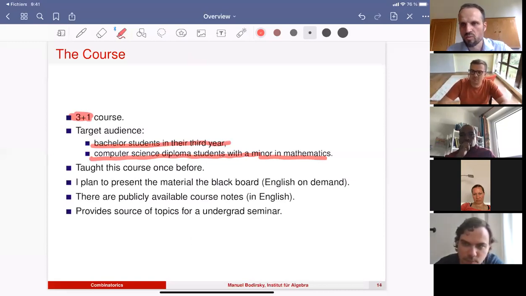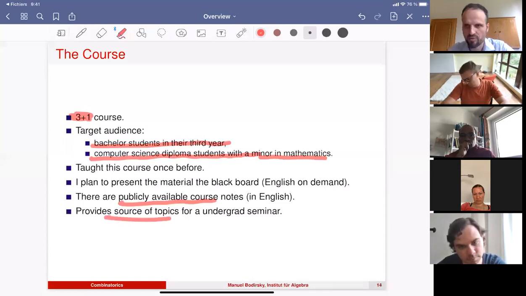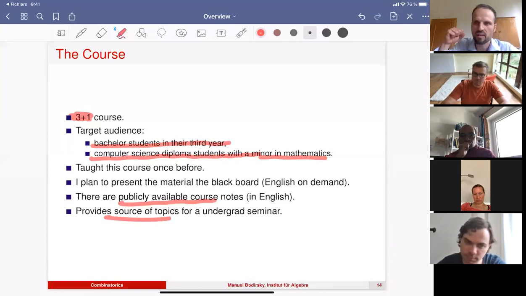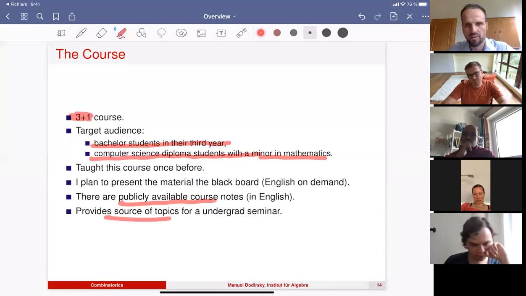I taught this course once before, and from this there are English course notes. They are publicly available on the web. The course is in English on demand. Otherwise, we can discuss. I will not translate the course notes, but the teaching could be in German. I also once used this as a source of topics for a seminar where students picked out some subchapter or subsection from these course notes and elaborated a little bit. This also worked quite well, I found.